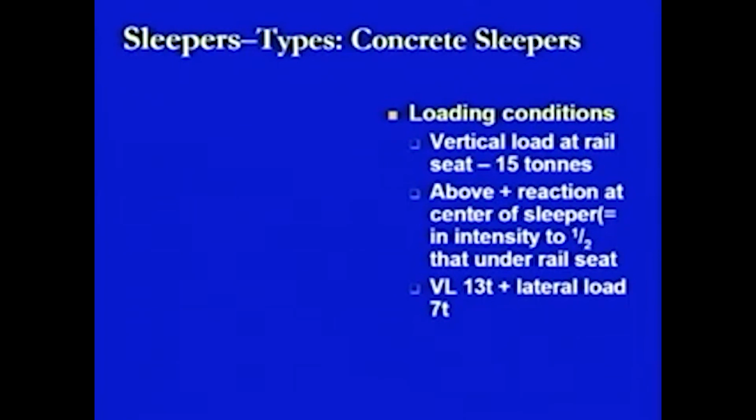So, that is another loading condition which is to be considered, and the third condition is that this vertical load is reduced to 13 tons, whereas the lateral load is taken as 7 tons. So, this is another combination of the loading, vertical load with the lateral load. And the final loading condition is of the bending moment, where the bending moment is taken as 1.33 ton meters at the rail seat and is taken as 0.52 ton meters at the center of the section.